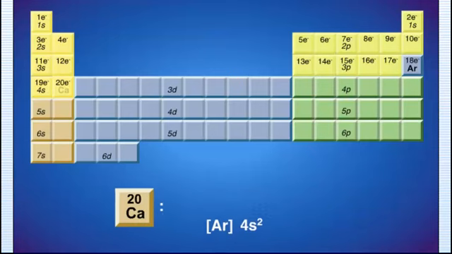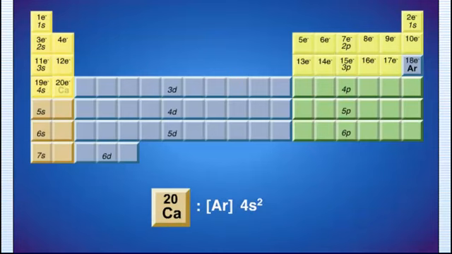We start with the shorthand representation for the electron configuration of calcium. We add a box to represent the 4s orbital. The last 2 electrons are placed in the 4s orbital with opposite spin. This is the ground state orbital diagram for a calcium atom. Remember that the notation argon in square brackets represents 18 electrons.